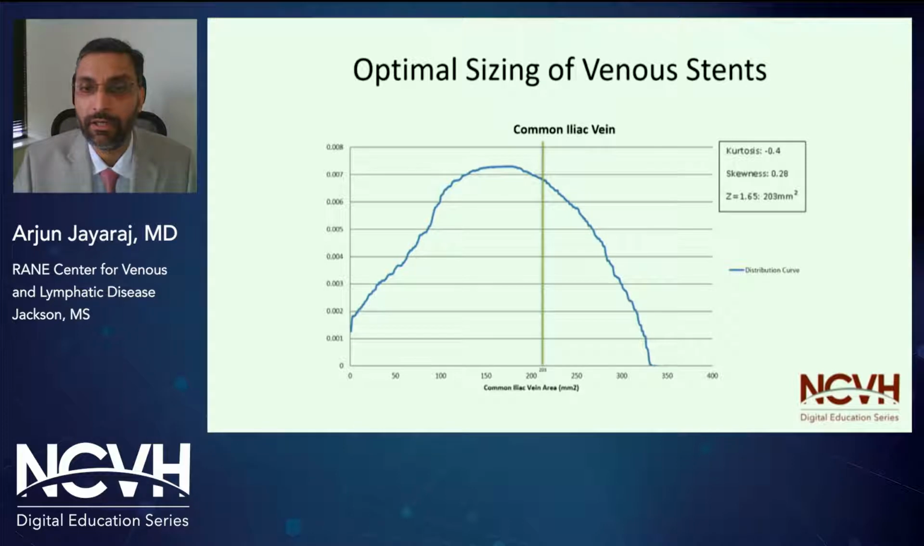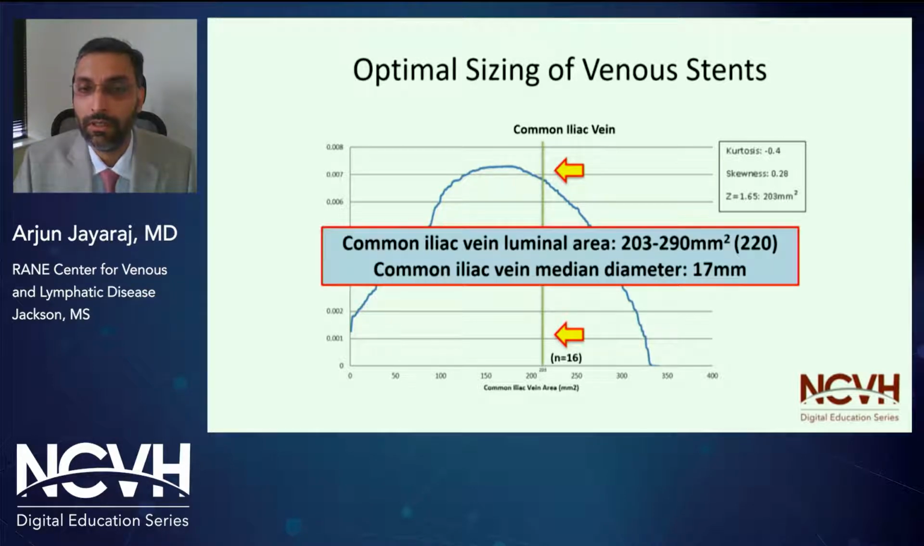So when we plotted the common iliac vein, this is what we got. It's a normal curve, and the z-score of 1.65 corresponded to a luminal area of 203 millimeters squared. About 16 patients had a luminal area of 203 millimeters squared, and overall, the range went from 203 to 290 millimeters squared with a median common iliac vein luminal area of 220 millimeters squared. Correspondingly, the median diameter in the common iliac vein was 17 millimeters.